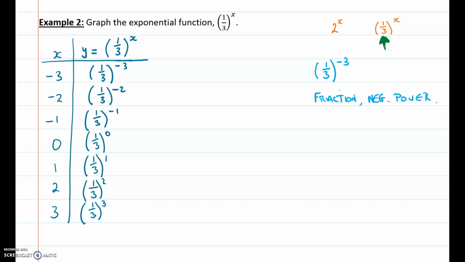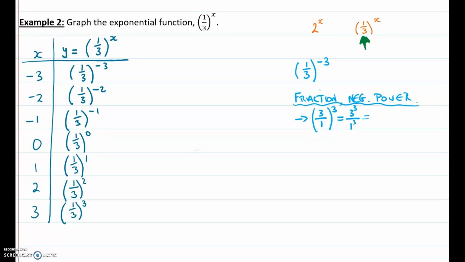Well, what you do is you turn the fraction upside down. Okay, so it becomes 3 over 1. So turn the fraction upside down and make the power positive. Then that's 3 over 1 to the power of 3. So you apply the power to the top and the bottom of the fraction separately.